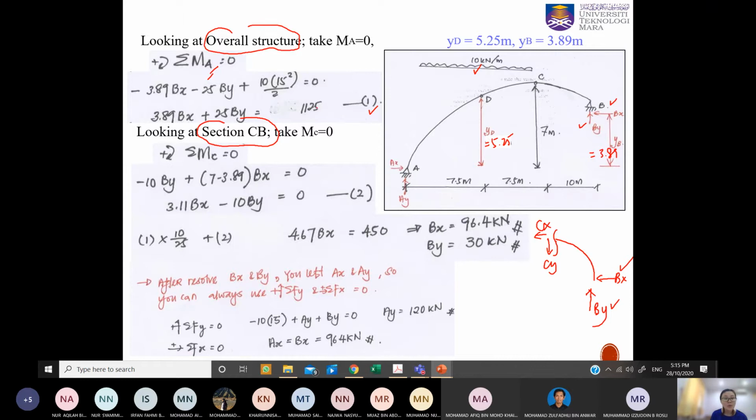Now both equation 1 and equation 2 consist of Bx and By, the two unknowns. Then you can solve these two simultaneous equations, and you can solve for Bx and By. Any questions up to this?